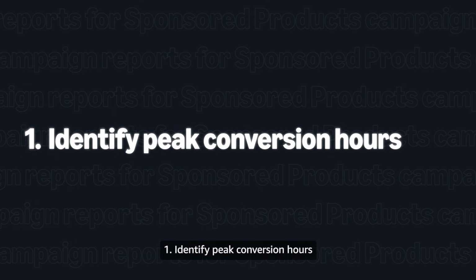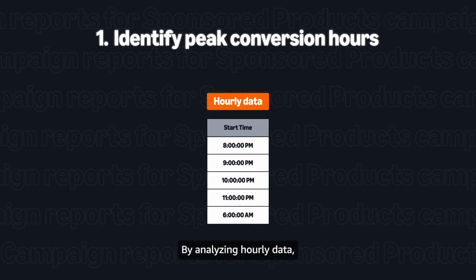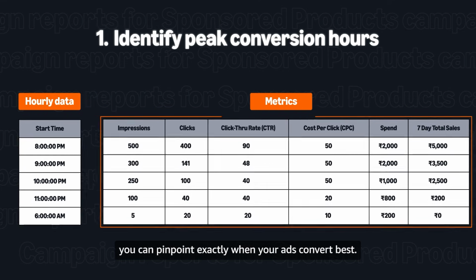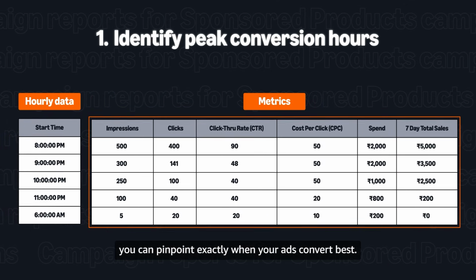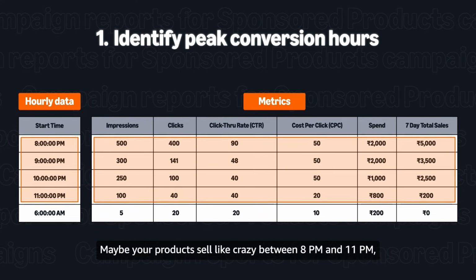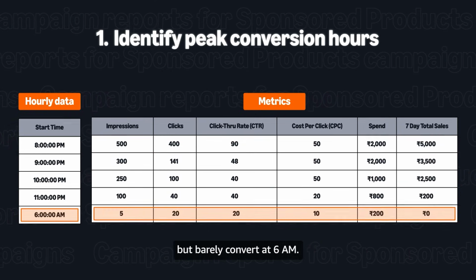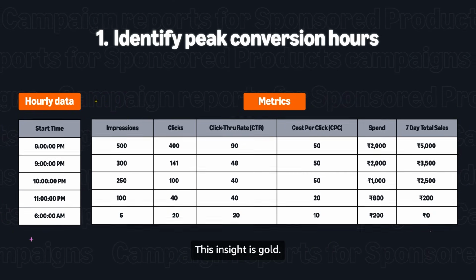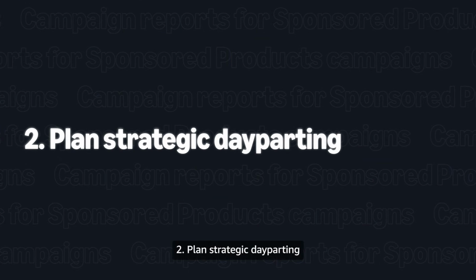Identify peak conversion hours. By analyzing hourly data, you can pinpoint exactly when your ads convert best. Maybe your products sell like crazy between 8 p.m. and 11 p.m. but barely convert at 6 a.m. This insight is gold.